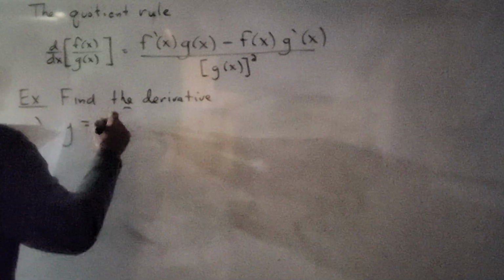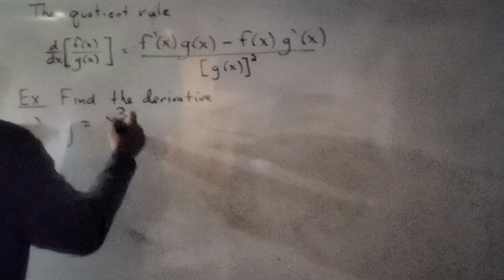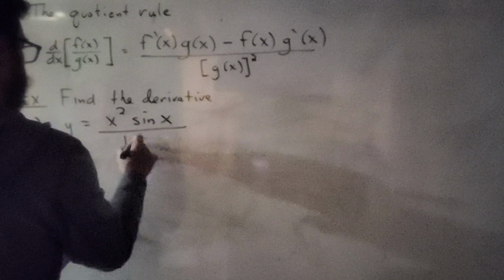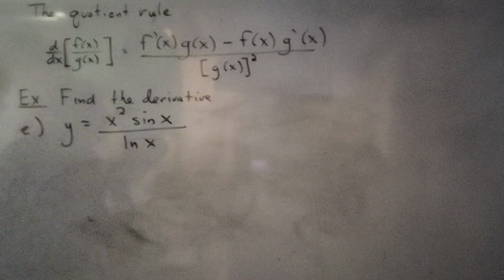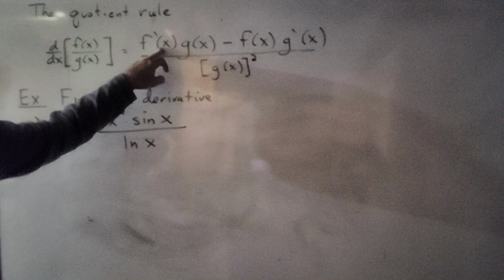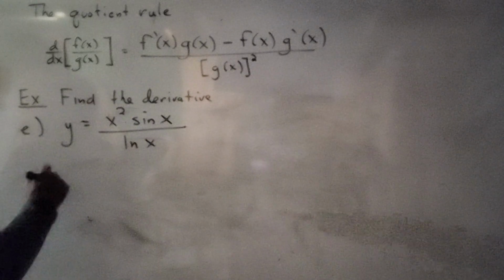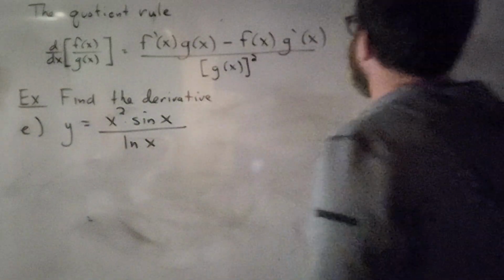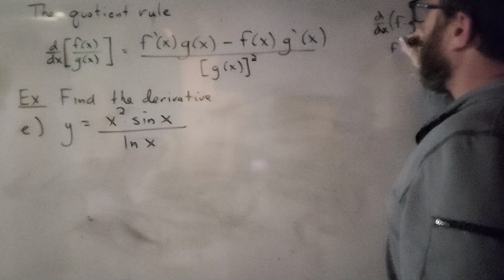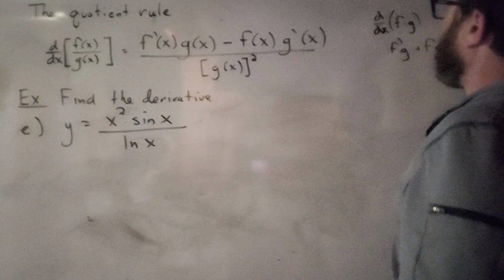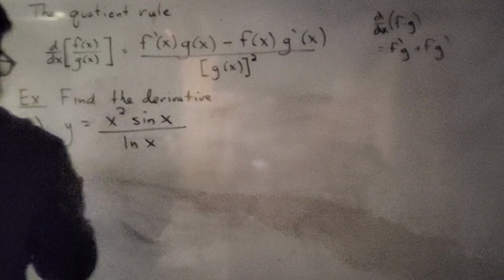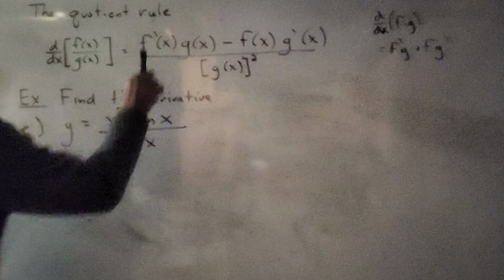So E is going to be x squared times the sine of x, all divided by the natural log of x. Now what we notice is that this numerator has a product in it. So when we take the derivative of the numerator, we're going to have to use the product rule. So remember that the product rule, if this was the derivative with respect to x of f times g, then it's f prime g plus f g prime. Just as a reminder.